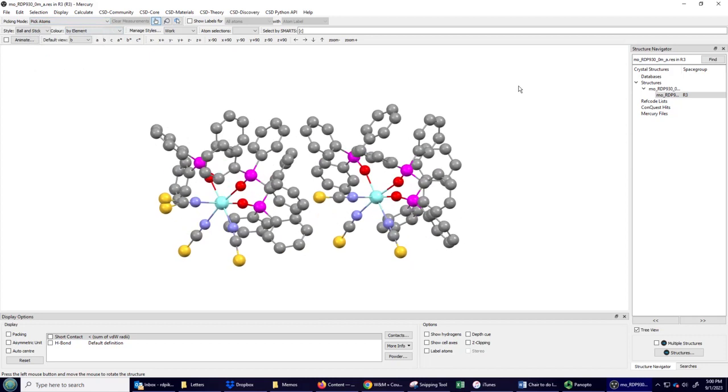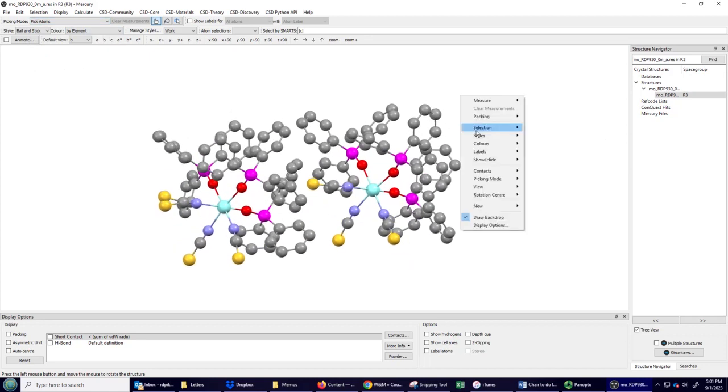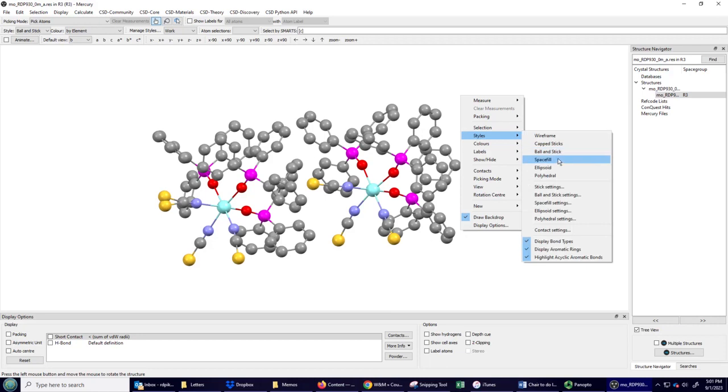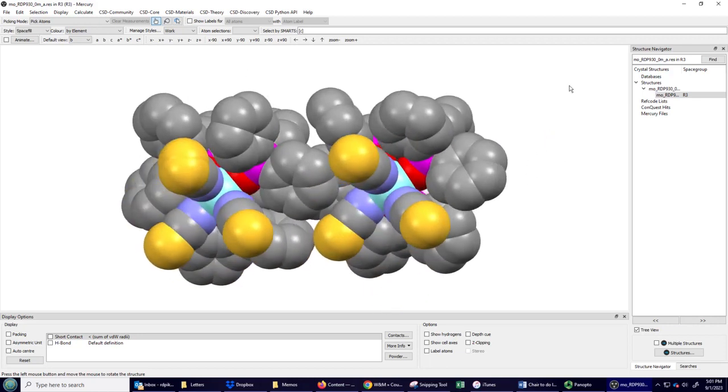So I can project it this way, but I can project it other ways as well. Here's a really cool one. I can show it as space filling. And now I see how these molecules occupy space.